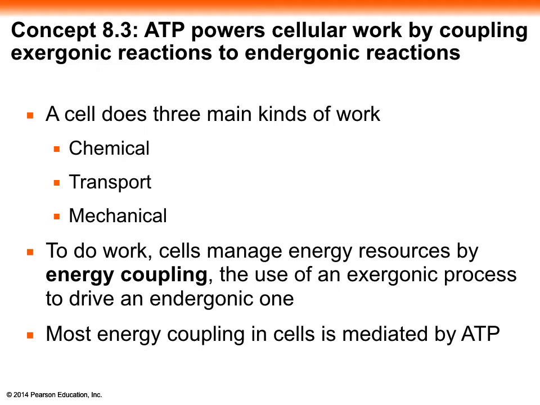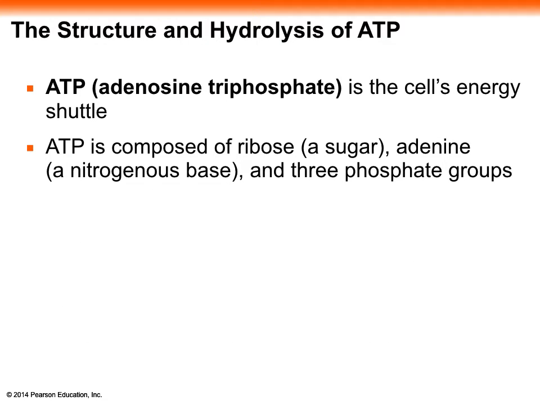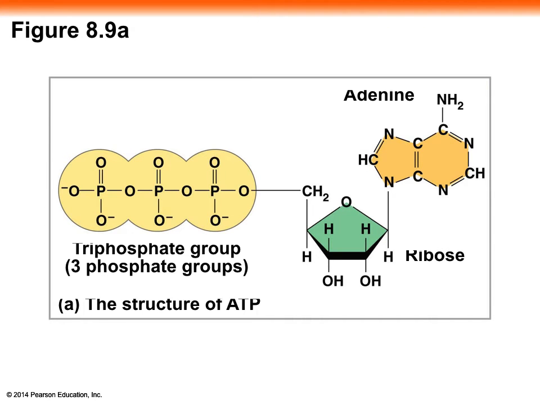Most energy coupling in cells is mediated by ATP. This molecule you need to get familiar with really, really well. ATP, adenosine triphosphate, is the cell's energy shuttle. This is the dollar bill of the human body. ATP, this is the dollar bill. It's actually not glucose, it's ATP. This is the energy currency of the body. You have three phosphates, a ribose, a sugar, and a nitrogen-containing base.